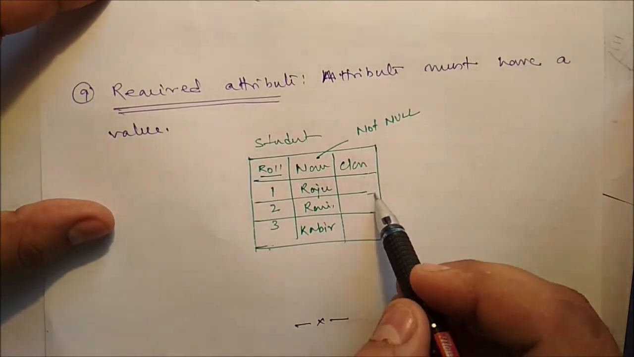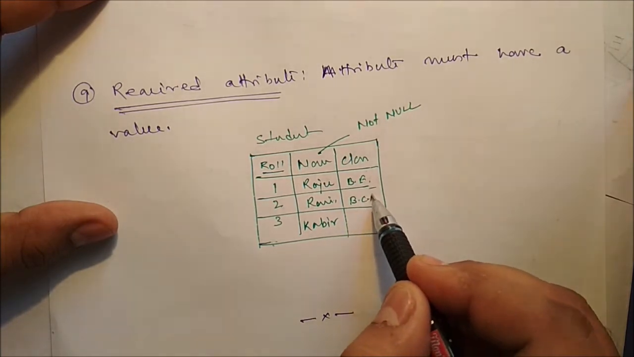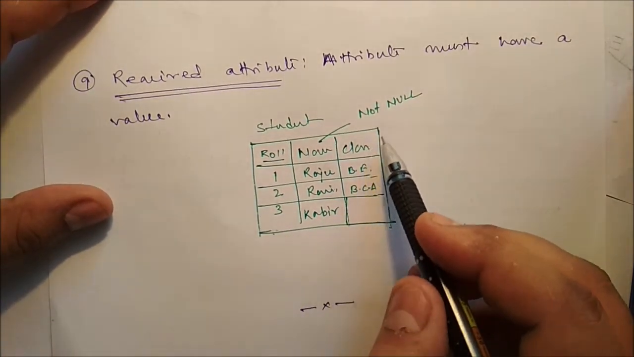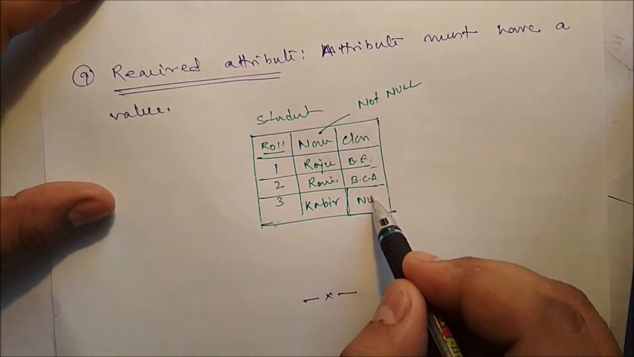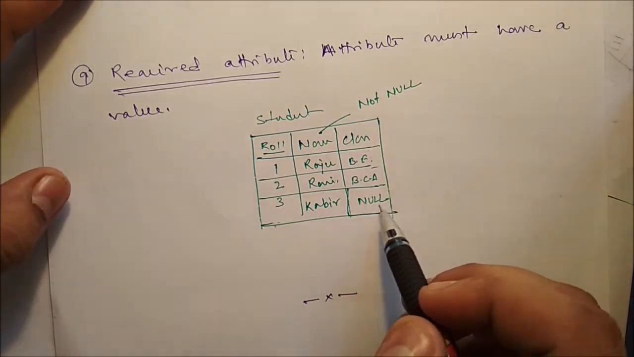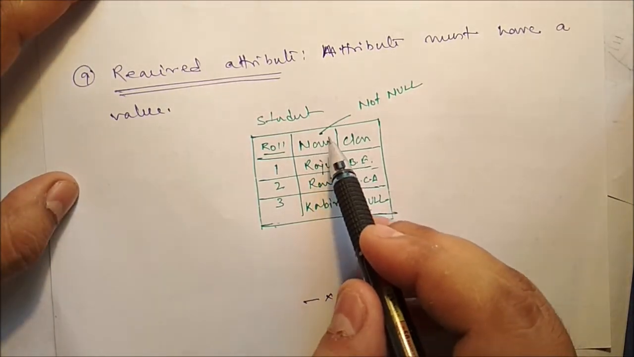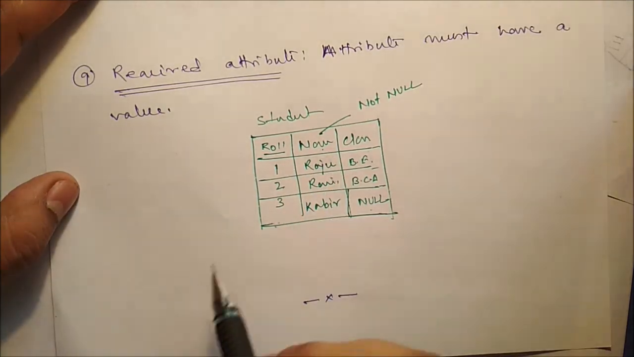Now class may be, say, BE or BCA. Here if you put allowed, then you can put a null value. That means right now it is not known, and in the near future we can enter it. So name will be the required attribute, where we have to put the values.